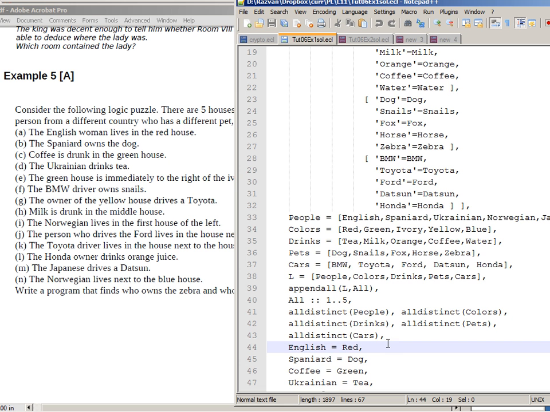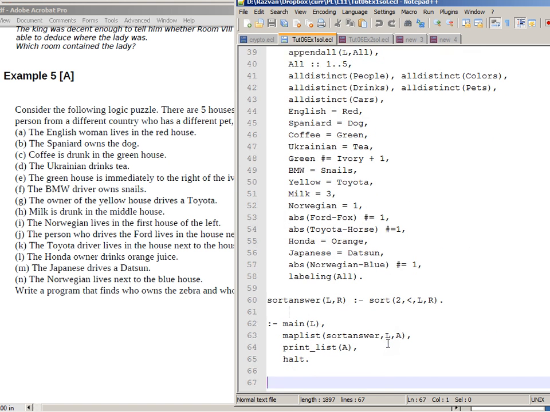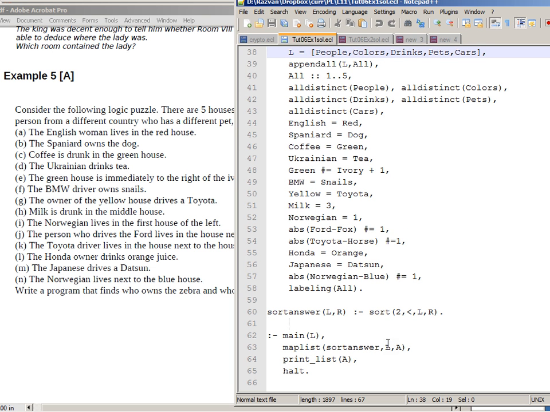So for the rest of the puzzle, one line of the program represents one line of the puzzle. You can see that the English woman lives in the red house is encoded as English equals red. English being a value means that the English woman lives in the house with that number, and red equals a value means that the house with that number has the color red. So you can immediately say English equals red. The Spaniard owns the dog, very straightforward. The coffee is drunk in the greenhouse.